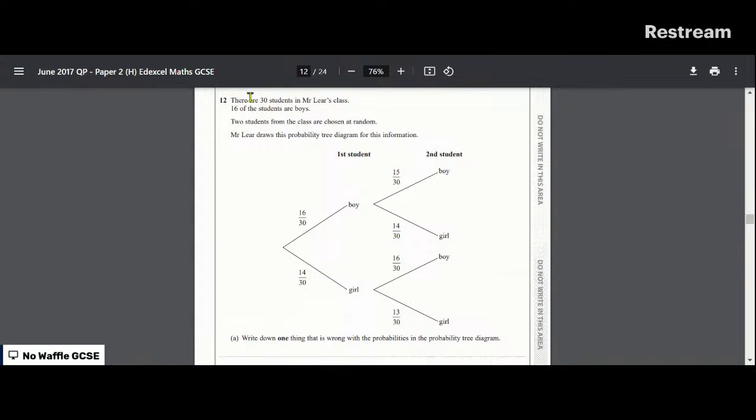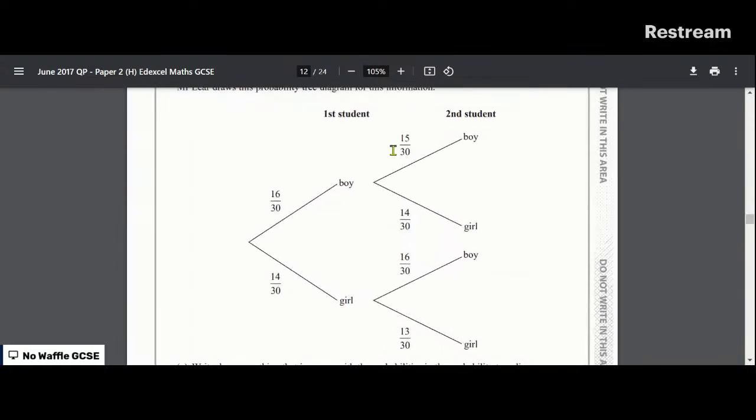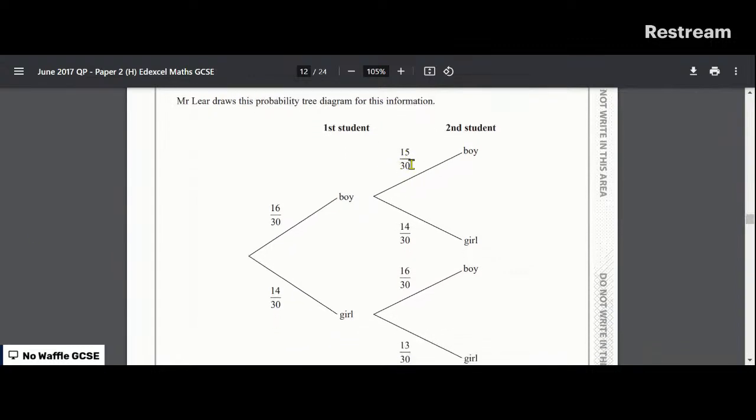another student is drawn. Now, they're both chosen at random. Okay, so this is the issue. They're both out of 30. So the second student shouldn't be out of 30. They should be out of 29 because you've already drawn one student and this is without replacement. Always assume it's without replacement. Well done, Gareth Bale. You've got it. And everybody else.